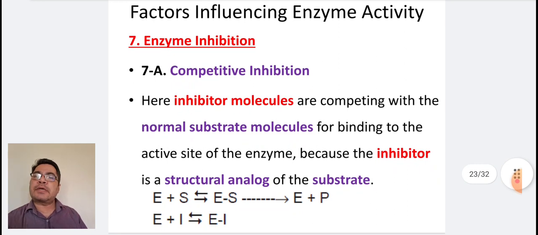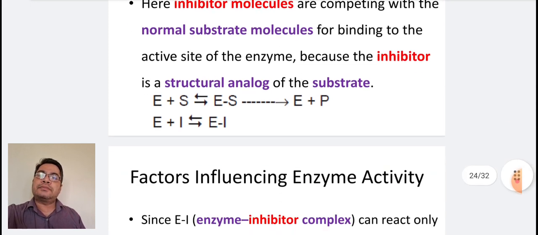The next factor is enzyme inhibition. In this, competitive inhibition will be first. Here, inhibitor molecules are competing with the normal substrate molecules for binding to the active site of the enzyme because the inhibitor is a structural analog of the substrate. E plus S bidirectionally gives ES complex, which finally gives E plus P, that is enzyme plus product. On the other hand, E plus I bidirectionally gives EI complex, and the reaction is stopped.